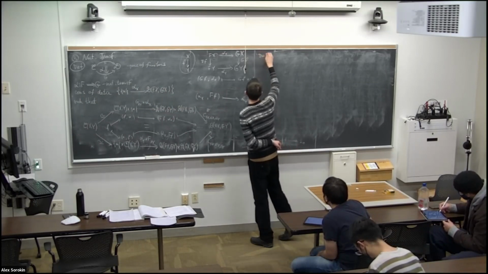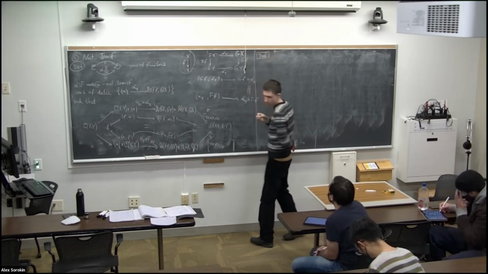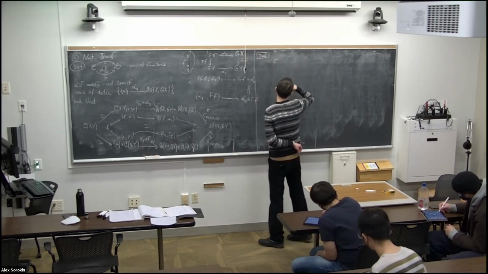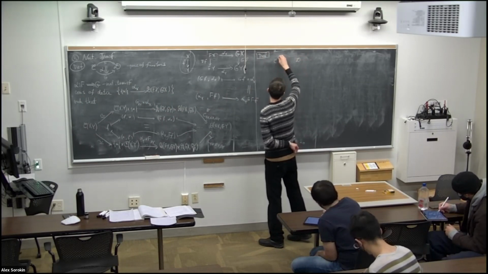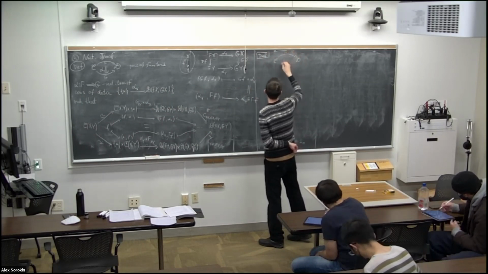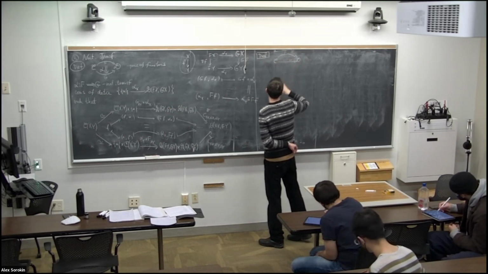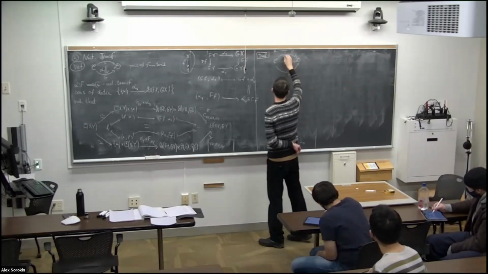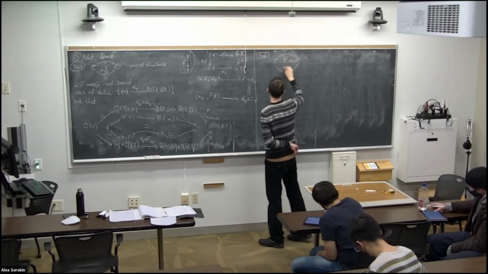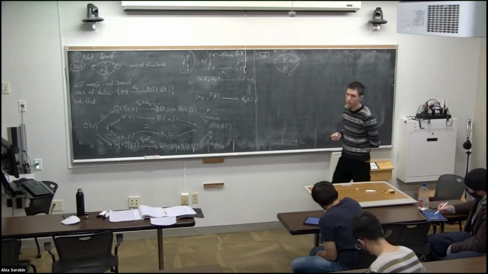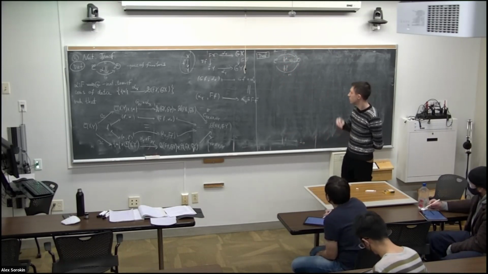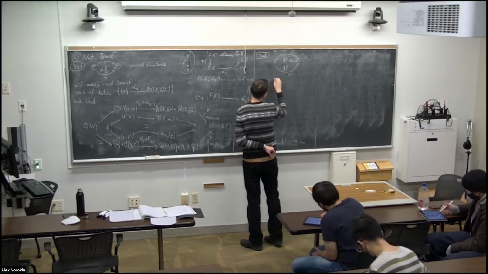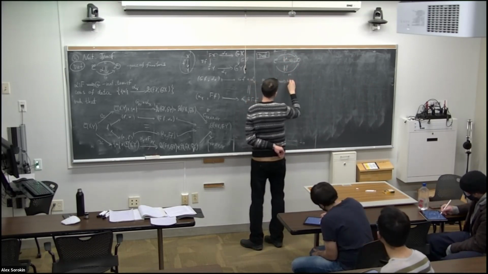Then the following definition. If we have category C and category D, between them we have 3 functors F, G and H. Here we have natural transformation alpha. Here we have natural transformation beta. Then beta alpha is a natural transformation from F to H.